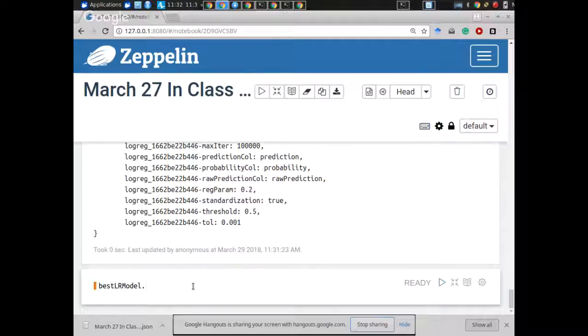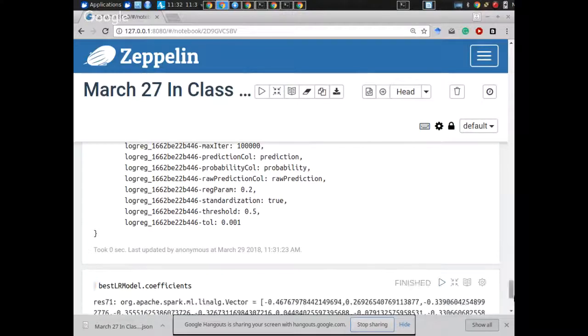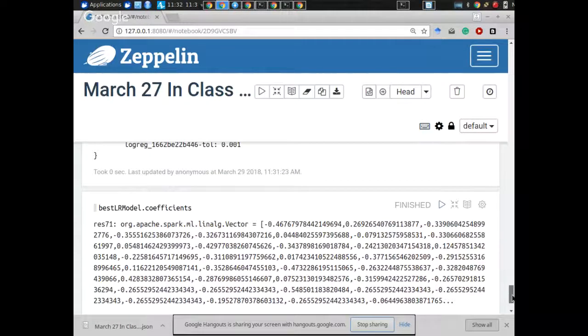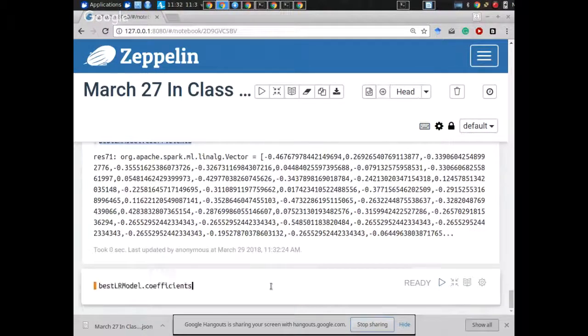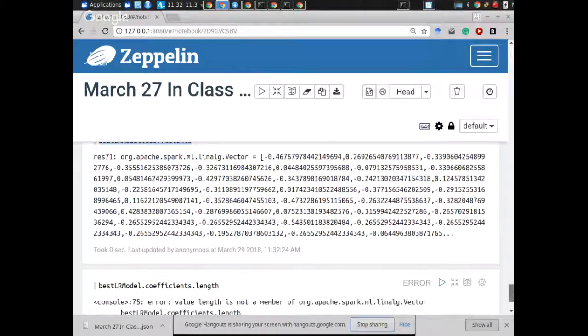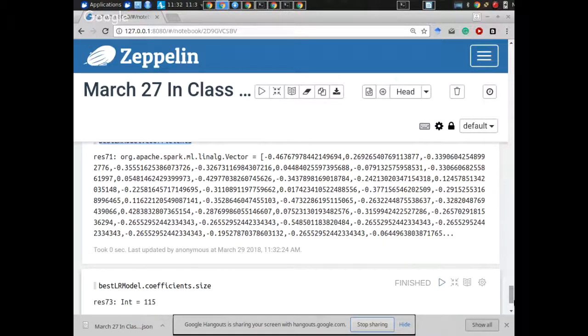But let's take this LR model and let's go get the coefficients. Here are the coefficients for it, ladies and gentlemen. Now this is a long vector. Do you see that? Watch this. I could, for example, ask what's its length? Dot size, sorry, not length. Size. 115. 115, ladies and gentlemen.